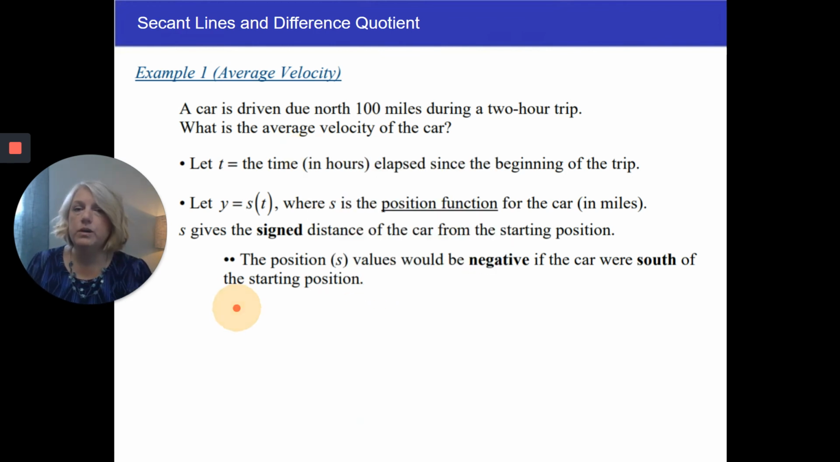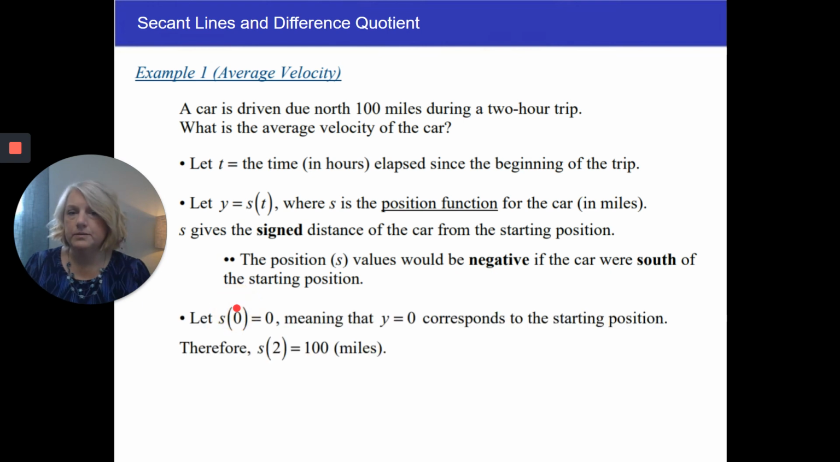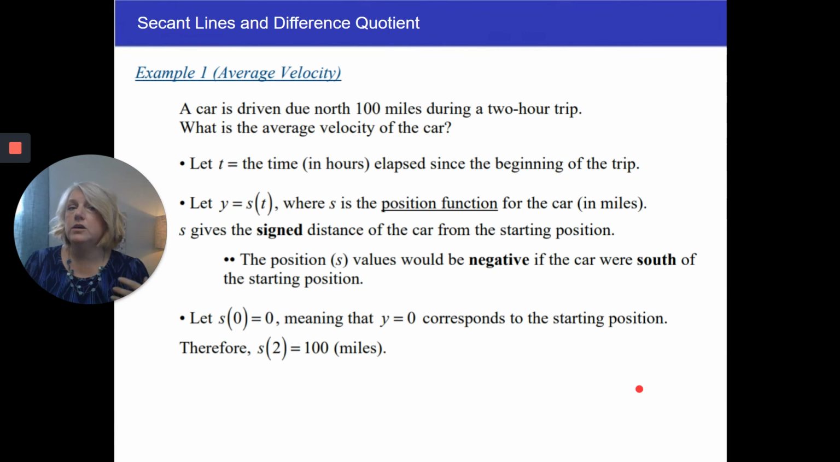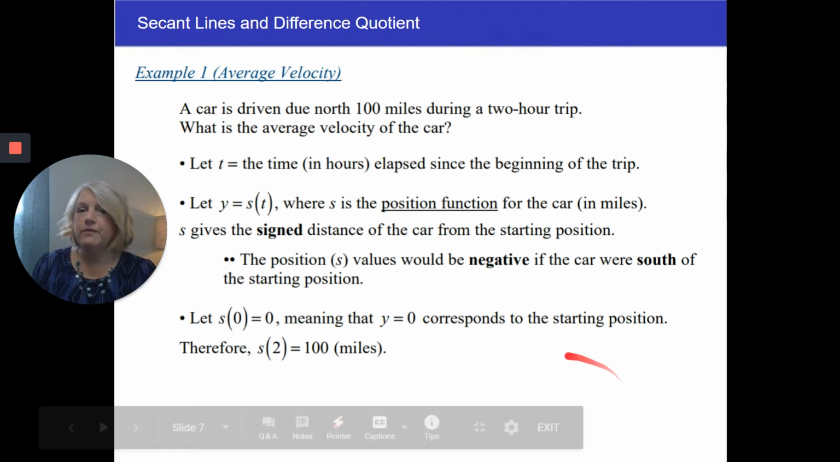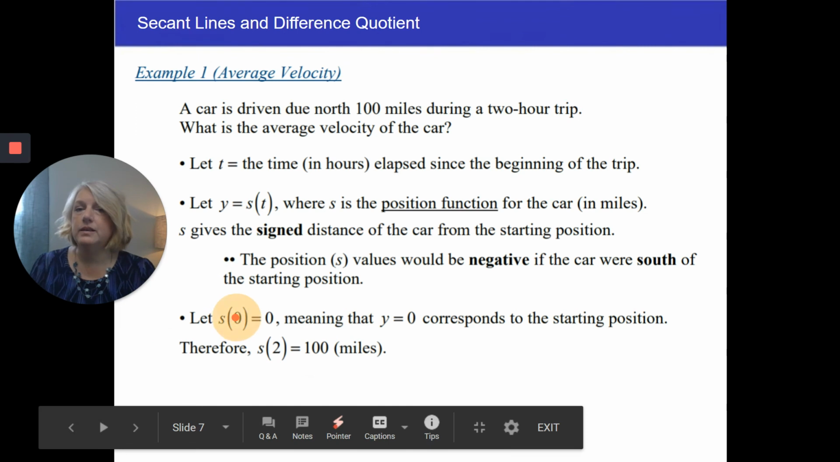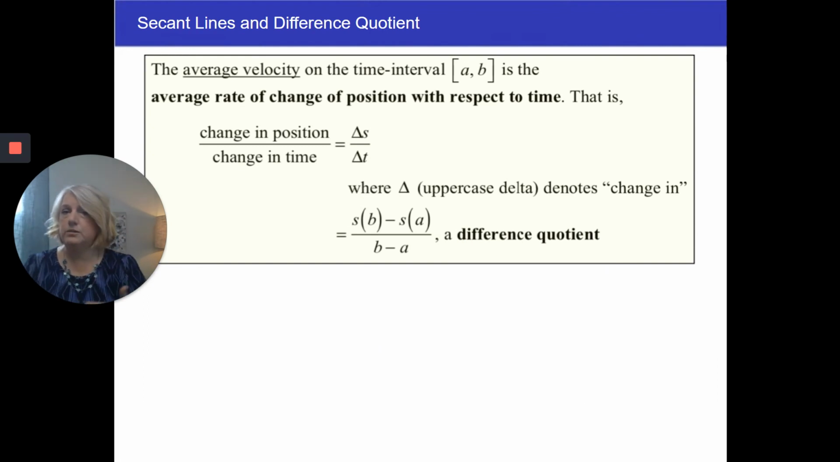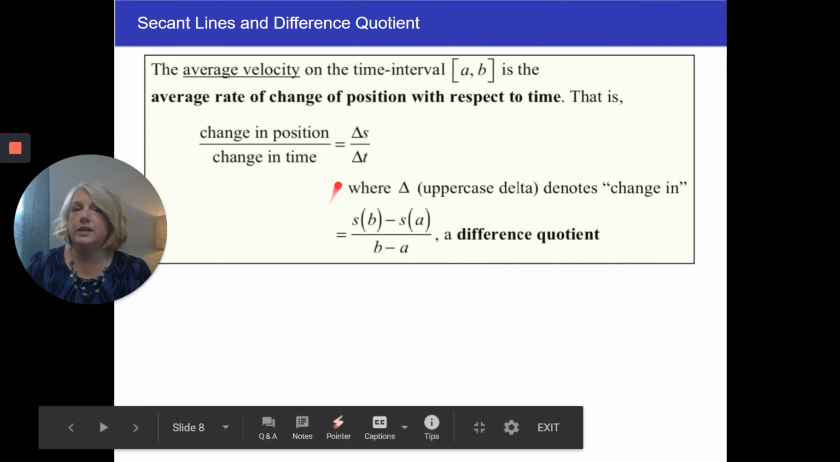Now, what we want to do is think about what points are on the curve. It's driven north for 100 miles and it's a 2-hour trip. So we definitely know that S of 0 is 0. That's our initial position, where we're starting. And then S of 2 is 100 miles. So we can go ahead and calculate our average rate of change by simply doing change in position over change in time.